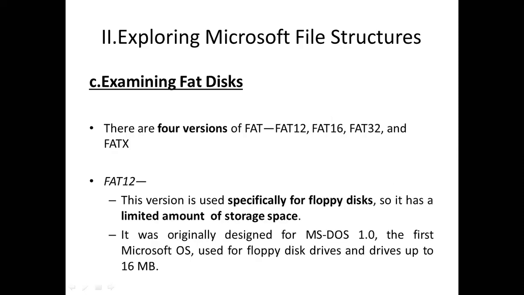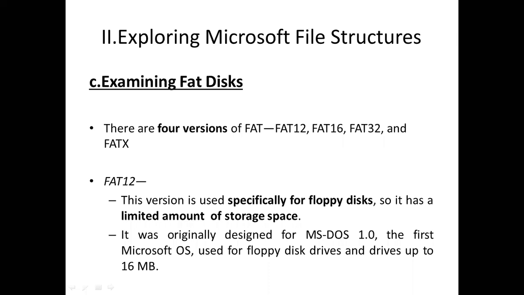So generally, there are 4 types of file allocation table. The first one is FAT12. FAT12 is the file system on a floppy disk. The number 12 is derived from the fact that the FAT consists of 12-bit entries.